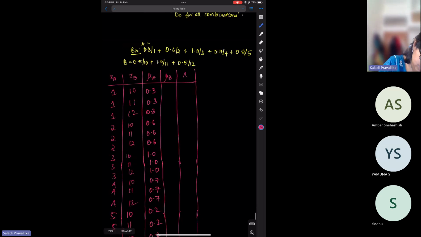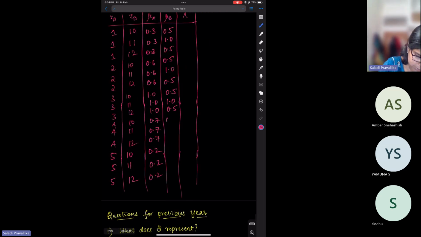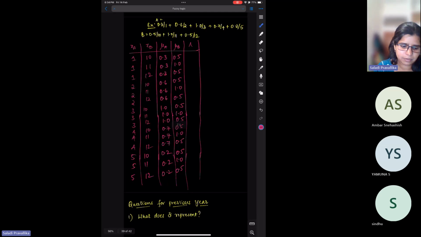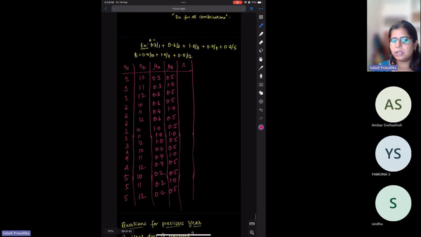And what are these values? 0.5, 1.0, 0.5. Okay. I'm just writing whatever is there in the question only. It's nothing new. Everything is there in the question and I'm just filling up the table. Okay. Clear so far? In case you're doing it along with me, I'll just give you 2 minutes, so that you can fill up everything.